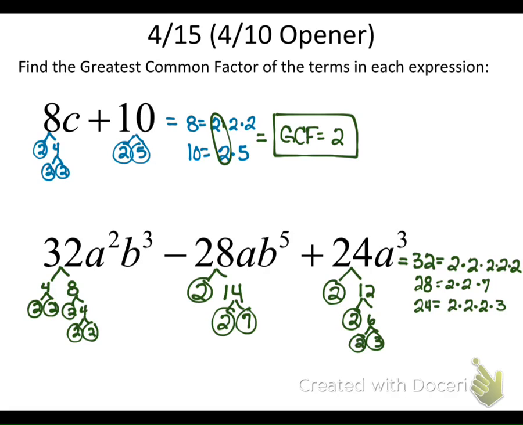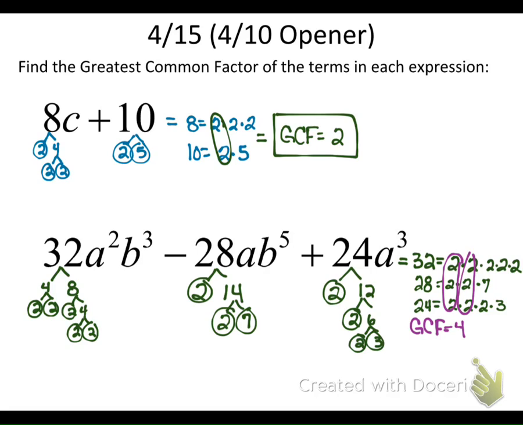So what do they all have in common here? I got 2 sets of 2. 2 sets of 2's. Any other number in common? Nope. Okay, so we can drop down the greatest common factor. What's 2 times 2? 4. So you can write out 2 times 2 equals 4, or you can just simply write 2 times 2 is 4.